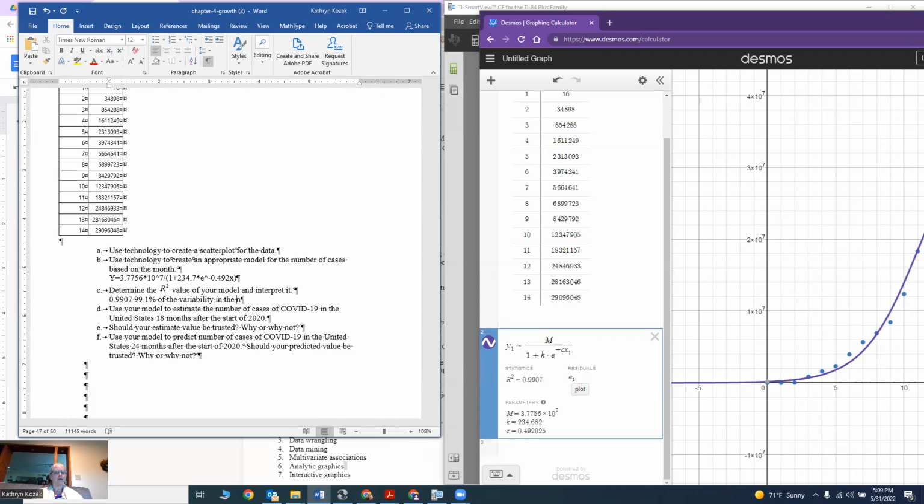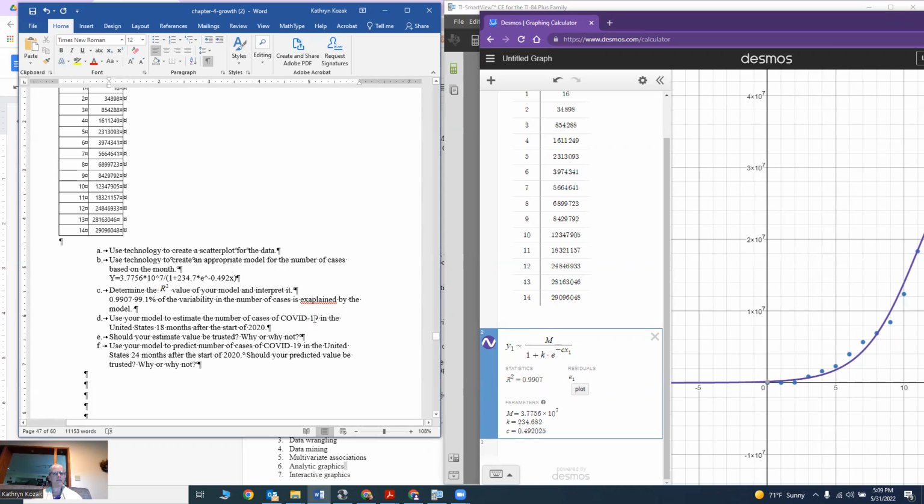in the number of cases is explained by the model. So that's pretty good. That's pretty high up there. That's a pretty good percentage. They're not always this high. This one just happens to be pretty good.